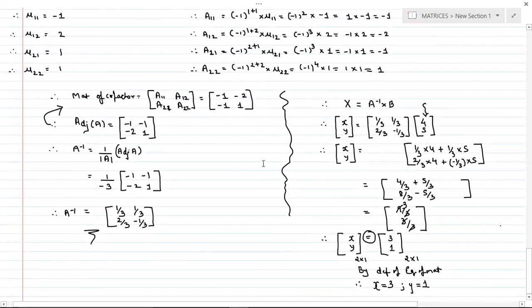So that's the end of the lecture now. Okay, so the remaining part we'll see in the next lecture. In the next lecture, we're going to see the 3 into 3 matrix.